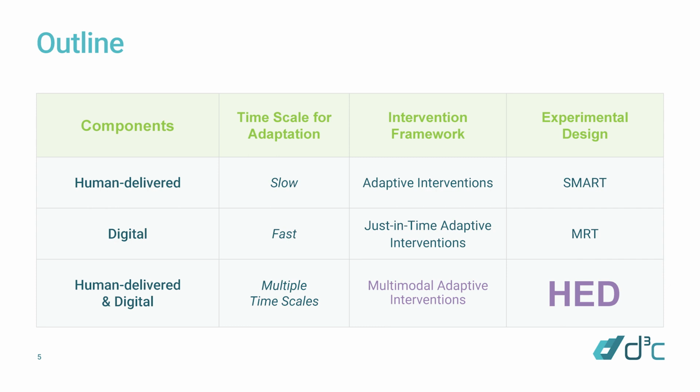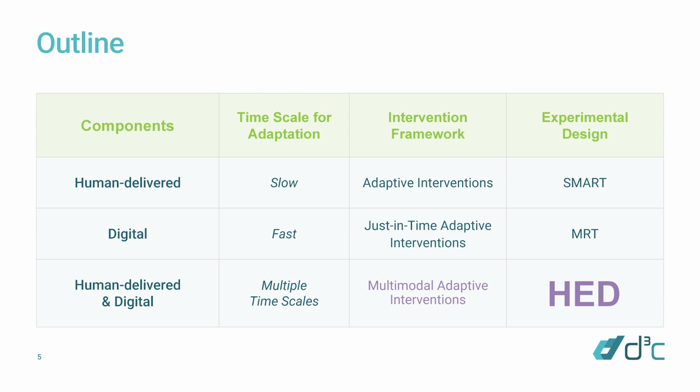Now, if you want to develop an intervention in which human delivered components are adapted on a slow time scale, it means that what you want to develop is what we call standard adaptive interventions or just adaptive interventions. Now, if you scientists have questions about how to best construct an adaptive intervention, there are existing experimental approaches that you can use, such as the SMART, the sequential multiple assignment randomized trial.